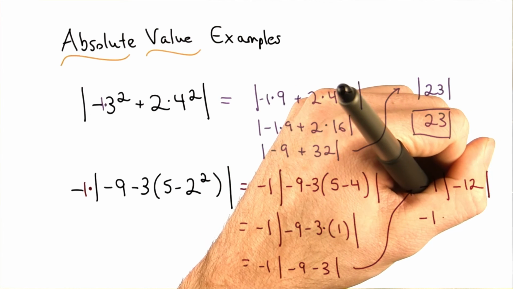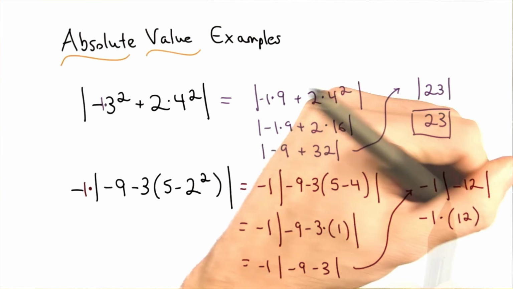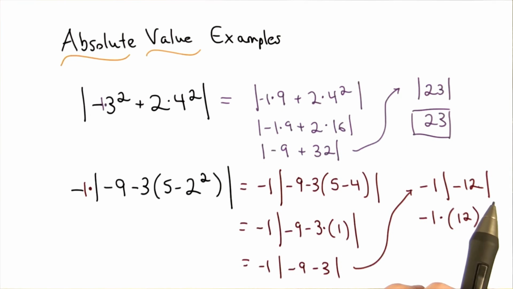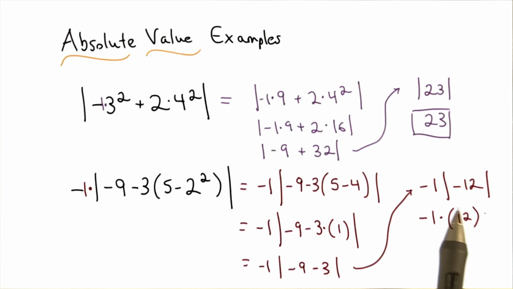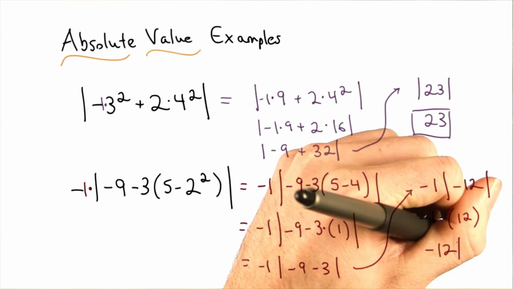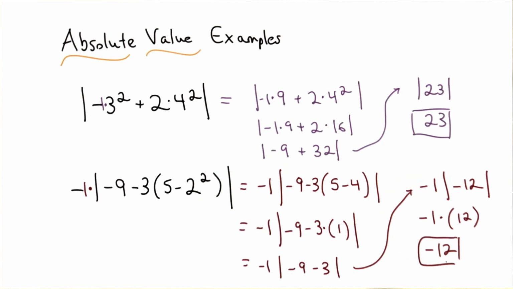So I have negative 1 times 12. Notice that when I take the absolute value of something, I no longer need to write the absolute value symbol. I've taken its positive distance from 0. The distance of negative 12 from 0 is 12. Then my final answer, I have negative 1 times 12, or negative 12.